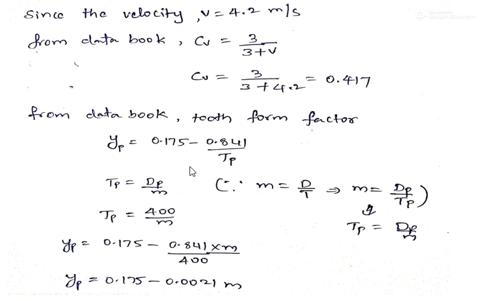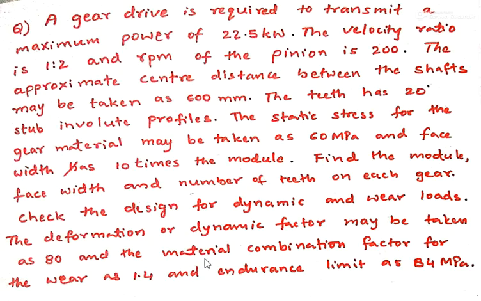Here we are applying it to the pinion, which means we will write the tooth form factor for the pinion, so YP, where P stands for pinion. This also depends upon the system of teeth, that is, how much the pressure angle is and whether it is a full depth or stub involute system. When you see the given data, it says the teeth have 20 degrees stub involute profiles. So here the pressure angle is 20 degrees, and it is a stub involute profile.